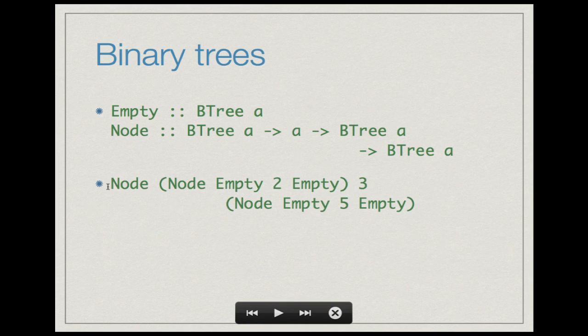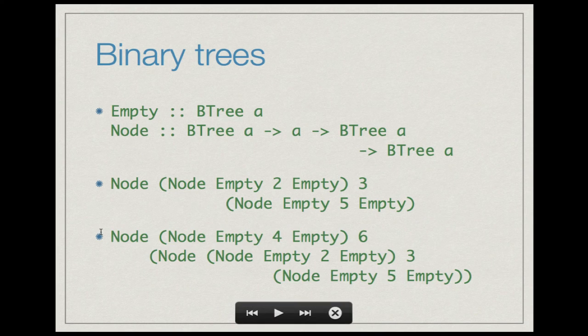Here is an example of a binary tree. Node of a left subtree, and the value at the node is 3, and there is a right subtree. The left subtree is recursively given by node and a left subtree of it, and here is the value at the root of the left subtree, which is 2, and here is the right subtree of the left subtree. In this case, the left subtree here and the right subtree here are empty. Similarly, the right subtree of the bigger tree with root 3 is node mt5 empty.